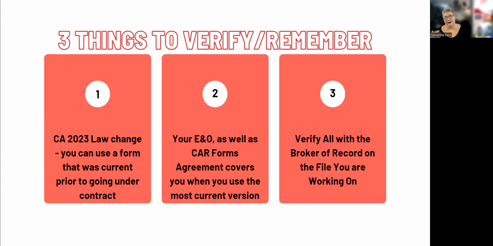So that's why you're always going to want to check with the broker of record to make sure what they want. I would suggest, out of risk management, to always use the most up-to-date forms possible when you can. But again, double check with your E&O carrier as well as your broker of record to verify that.